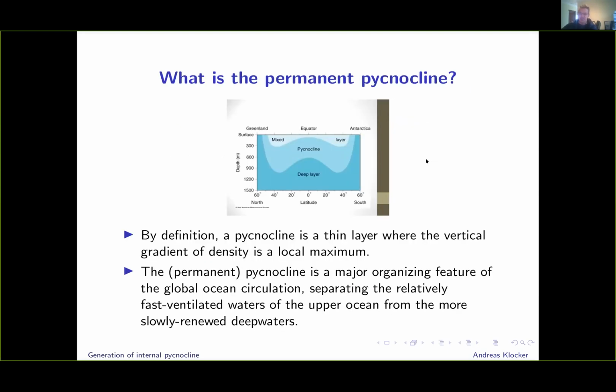A bit of theory to start off with, since I'm probably talking to more ice people than oceanographers. What is the permanent pycnocline? By definition, a pycnocline is a thin layer where the vertical gradient of density has a maximum. So it's a thin layer of high stratification or high density gradient. In the ocean, the permanent pycnocline, ignoring seasonal effects right now, is a major organizing feature which splits apart the relatively fast ventilated waters of the upper ocean from the more slowly renewed deep waters.